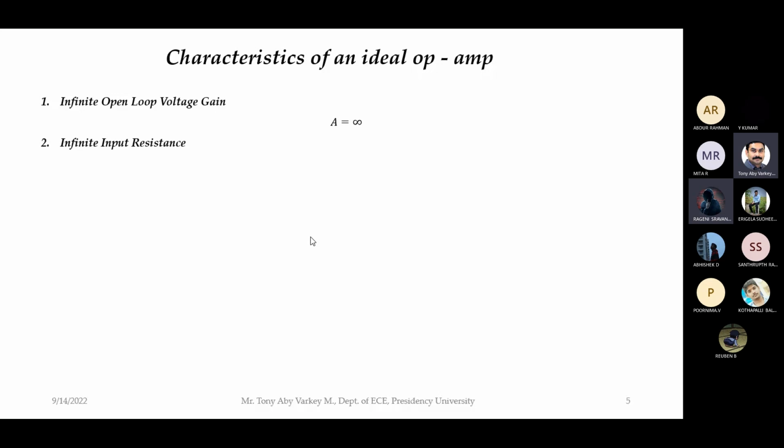Then the second one is infinite input resistance. An ideal op-amp should have infinite input resistance. Why is it required? It is to reduce the effect of loading. Op-amps are normally used in the instrumentation field. They find a lot of applications wherein you want to amplify very weak signals, for example signals from an ECG. Those signals will be in the range of microvolts and millivolts.